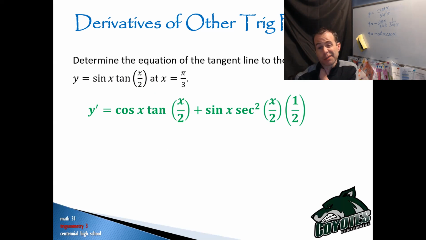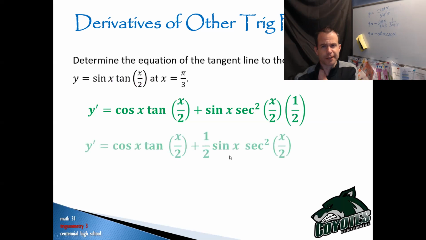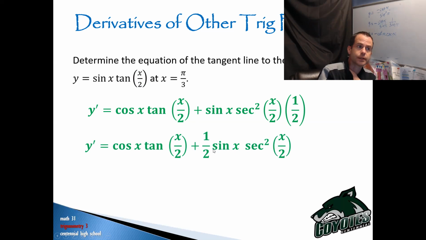Now, there's nothing really I can do to clean this up. I'm going to move my 1/2 up to here just so that I've got the coefficient in front of the term, but that's actually all I did there. Okay, so now this represents all tangent lines of the original function, right? I want the specific slope. Sorry, I just want to back that train up for a second. This represents the slope of all tangent lines along that function. Okay.